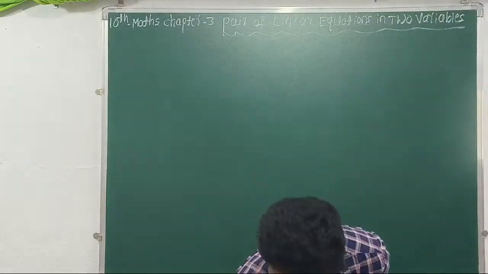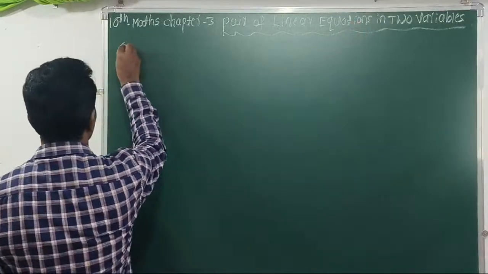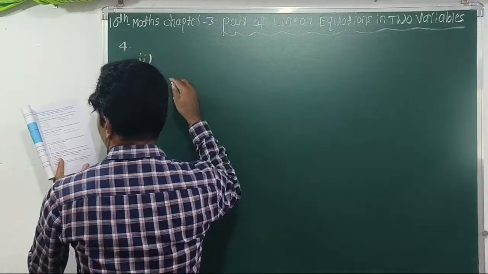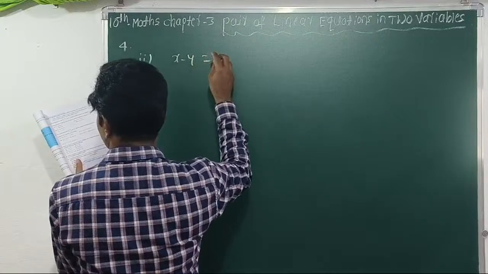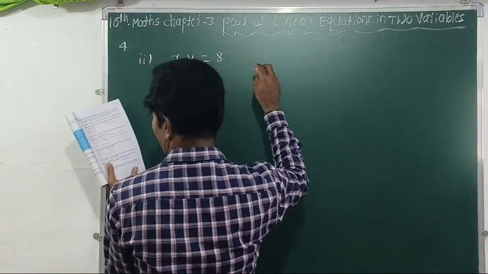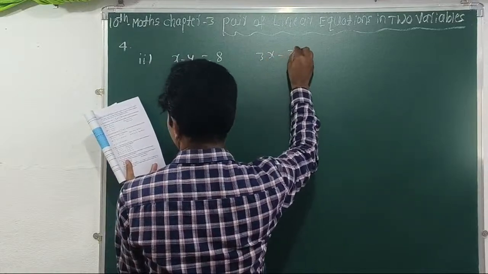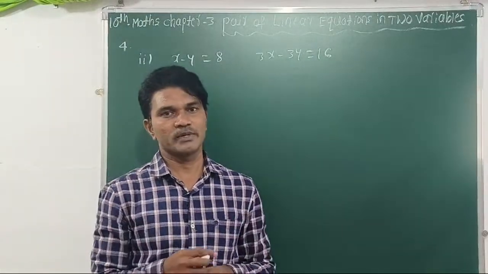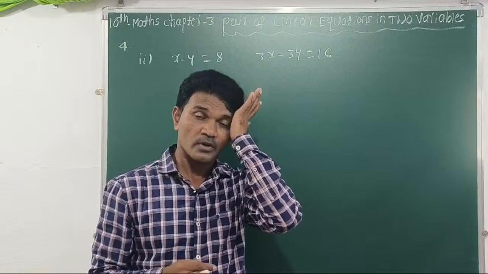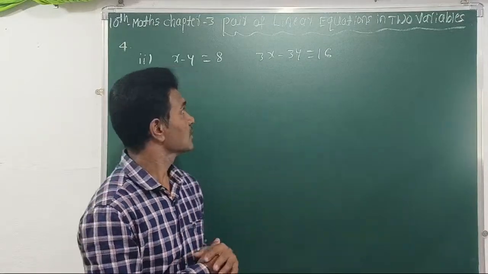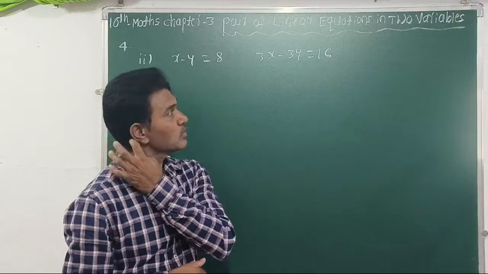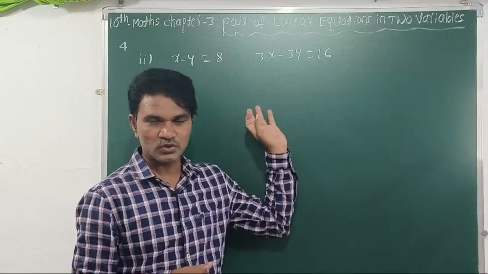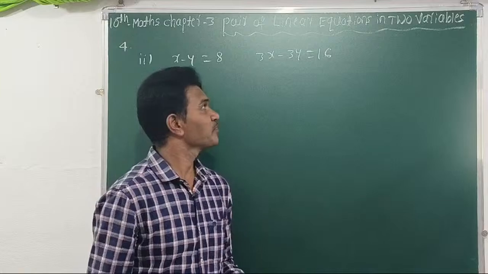So we solved one problem. Take one more problem. x minus y is equal to 8, and one more equation is 3x minus 3y is equal to 16. First we have to verify the ratios of the coefficients of variables. Then we are able to know whether these equations are consistent or not. If they are consistent, then we have to solve these two equations graphically.